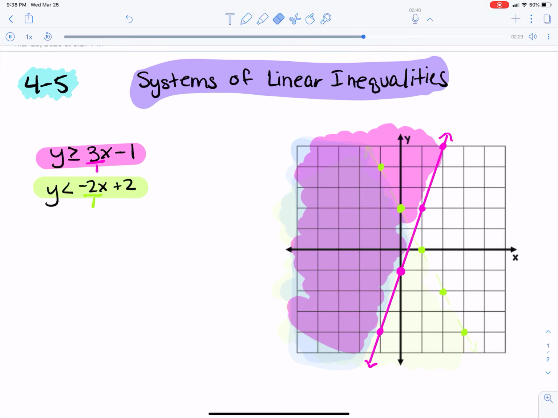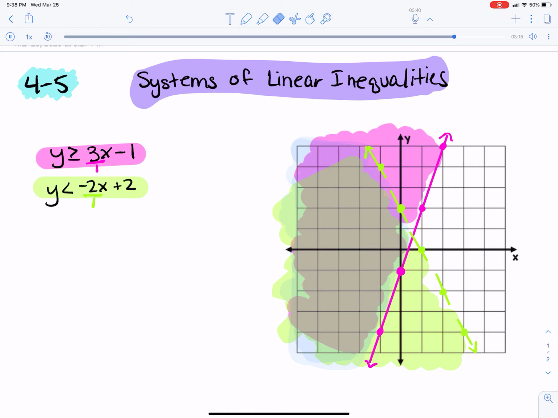Now, this line, well, it's not including. The first one was greater than or equal to. This one is just less than. So because it's just less than, we have a dashed line. I'm just going to add my arrows at the bottom. Okay, so we're going to look at where this one is being shaded. So my y values have to be less than my line that we drew. So if my y values are less than this line, they're below the line. So I'm going to shade all down here.